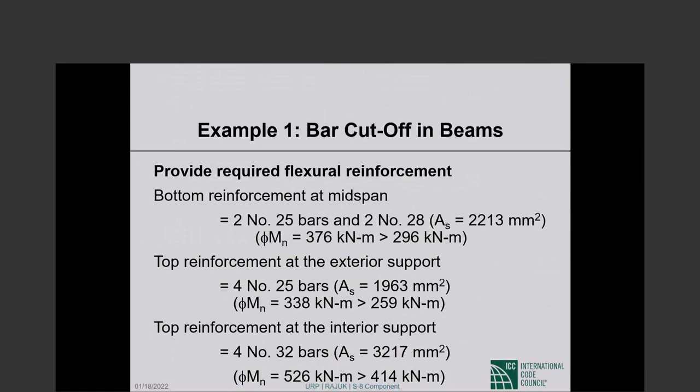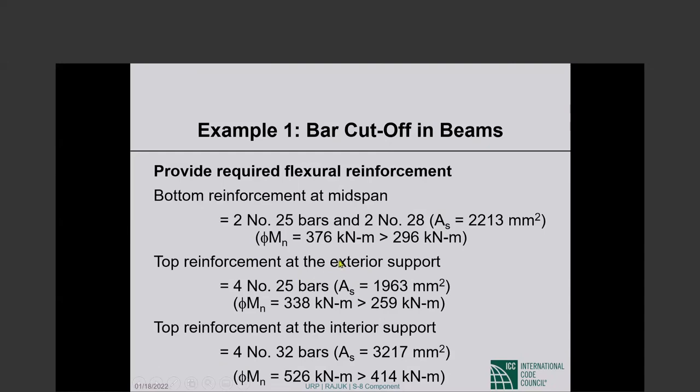For the 296 positive reinforcement in the span, we provided 2 number 25 bars and 2 number 28 bars. And that gave us phi times M sub n of 376, which being in excess of 296, it's fine.